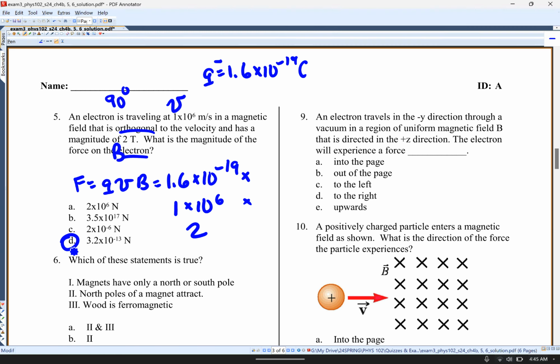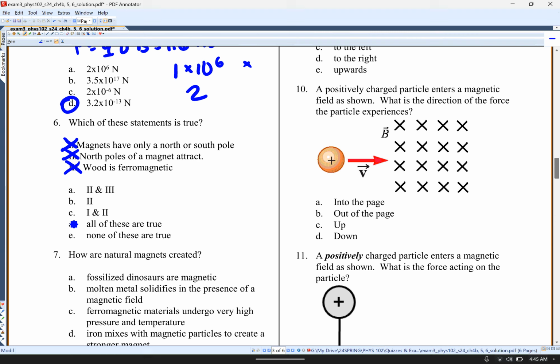Number 5. Which of these statements is true? Magnets have only a north or south pole. Not true. They have both. North poles of a magnet attract? No. Wood is ferromagnetic? No. So none of these are true. How are natural magnets created? Fossilized dinosaurs are magnetic. Okay, no. Dinosaurs are not even ferromagnetic because there's no metals in them.